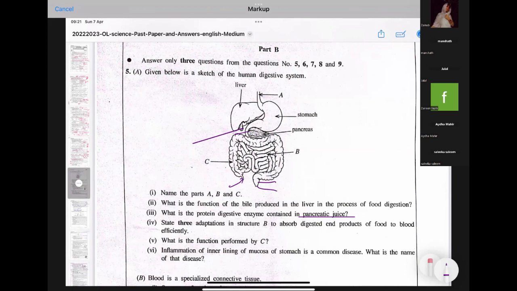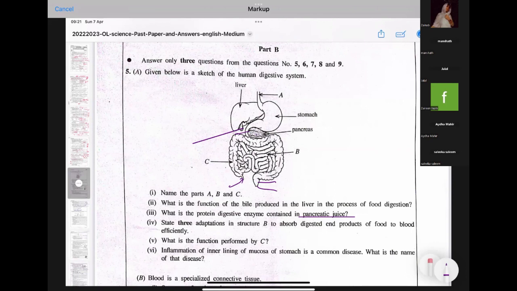What is the function performed by C? You have to tell the answer for this. Absorption of water. Yes, exactly. It's absorption of water. That's enough. Finally, this is where the hard part begins.